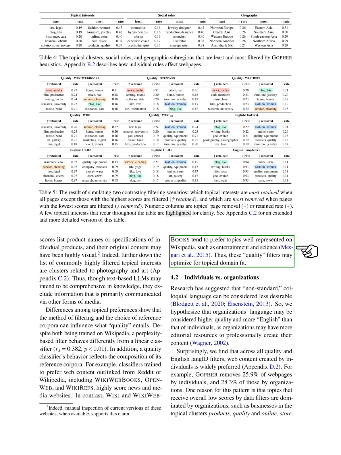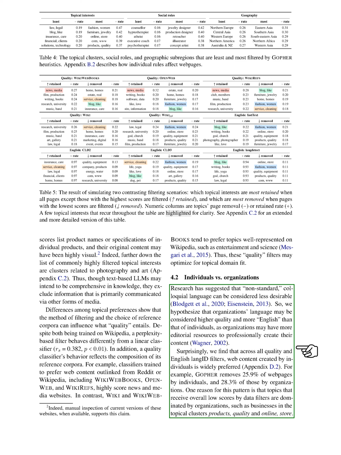In section 4.2, we discuss the difference between individuals and organizations. Research suggests that colloquial language can be considered less desirable. So, we hypothesized that the language used by organizations may be considered higher quality and more English than that of individuals, as organizations may have more resources to professionally create their content. However, we found that web content created by individuals is widely preferred across all quality and English language identification filters.